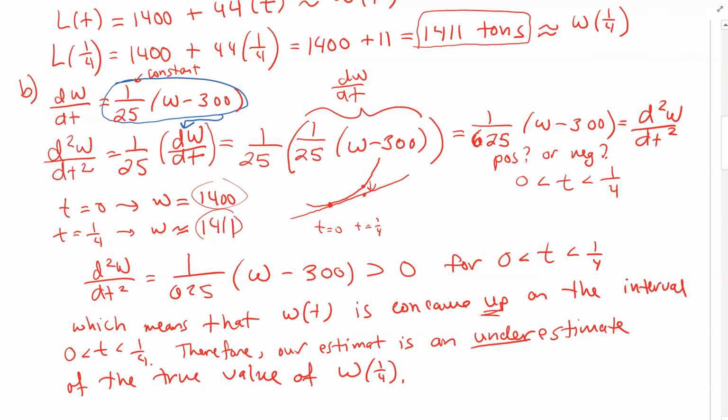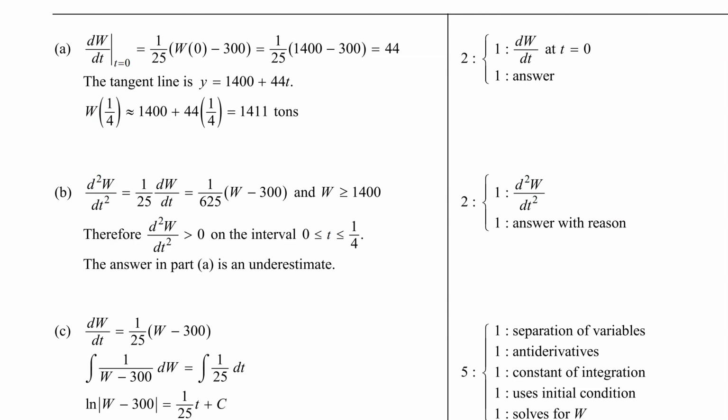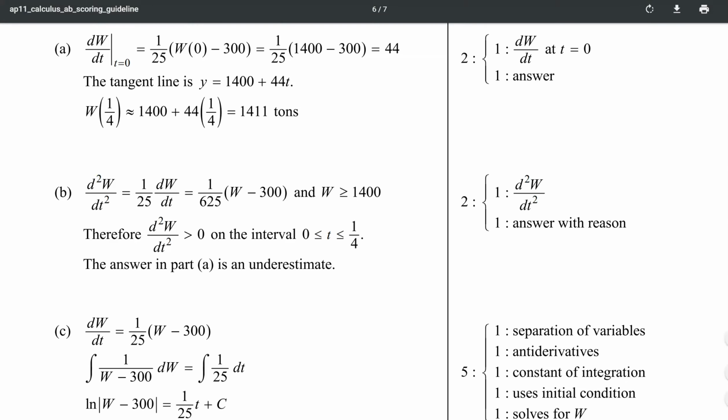So let's check that with the scoring guidelines as well. So for part B, they gave 1 point for finding the second derivative because they asked you to. So when they say find something, you know that's going to be worth a point. And here's the process that we went through, right? 1 over 25 times dw dt, sub in 1 over 25 times w minus 300 for dw dt, and you get this, and that's worth 1 point. And then 1 point for the answer with the reason. So you only get the point if you explain. Therefore, the second derivative is positive. You just mentioned that. So therefore, our answer is an underestimate.